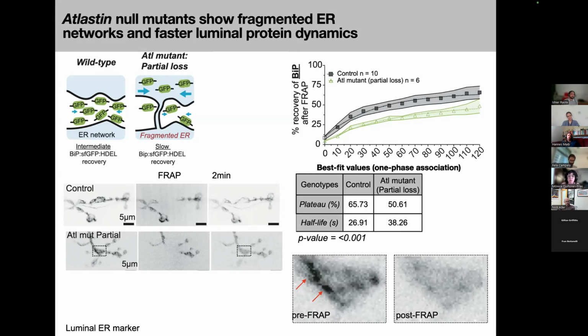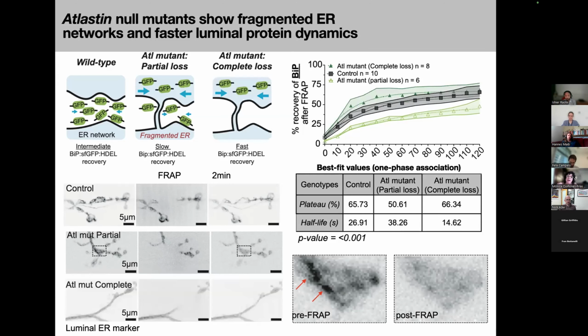And so one hypothesis for why this is happening is, if you can see in this inset down here, there are regions that don't reappear in the post-FRAP part of the movies that I acquired, suggesting that there's both some fragmentation of the ER network in addition to just this diffuse cytosolic redistribution potentially of the marker.